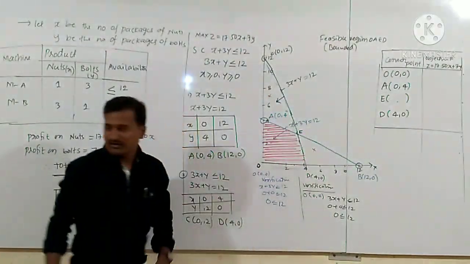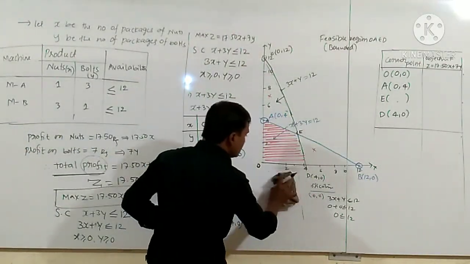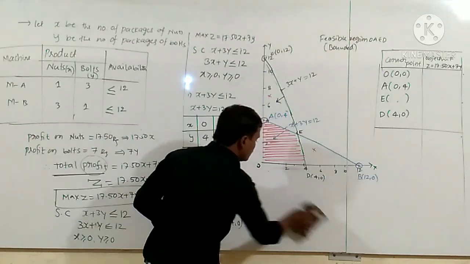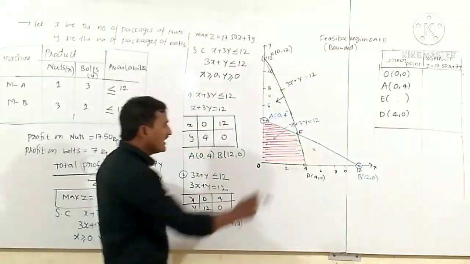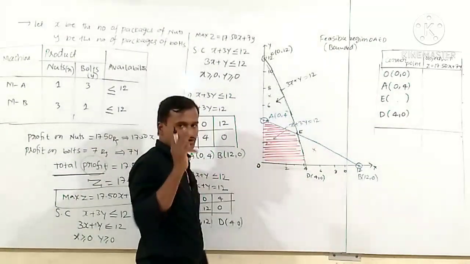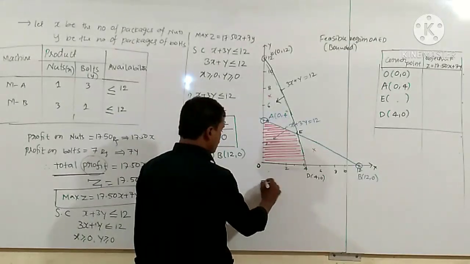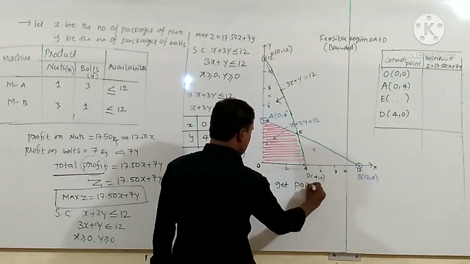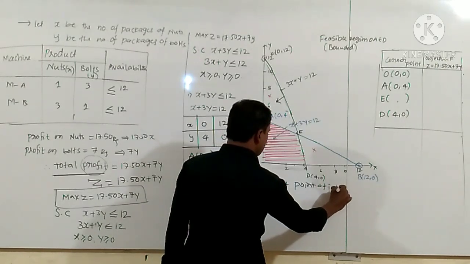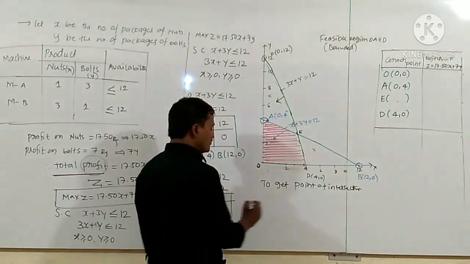So now to find the coordinate of E, here you should observe both the lines are intersected, right? So to get the point of intersection of those two lines, you should solve equation 1 and 2.